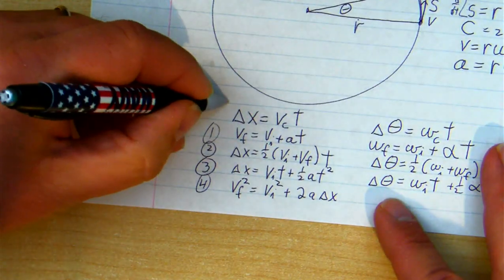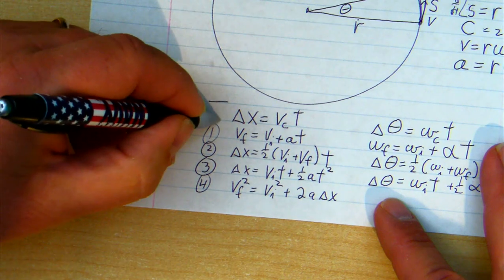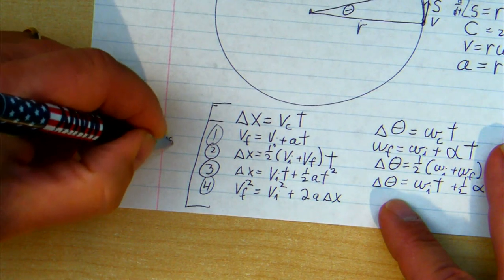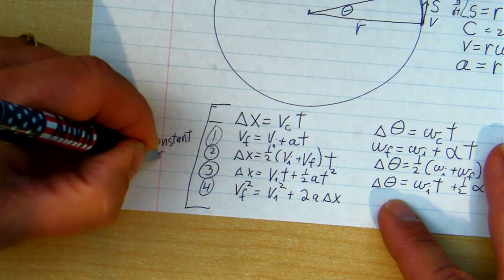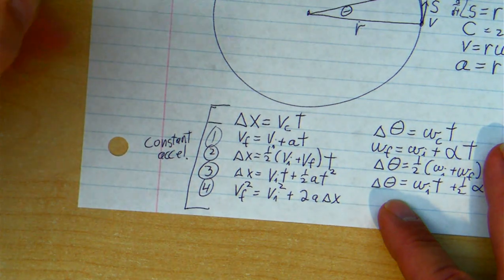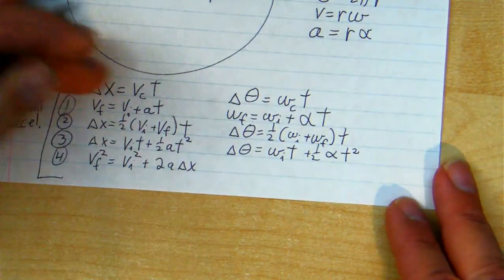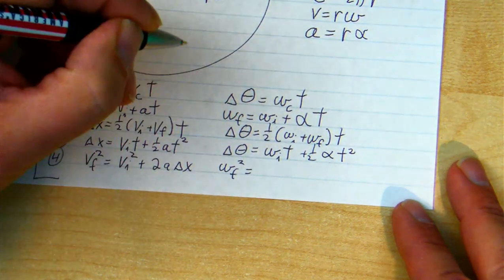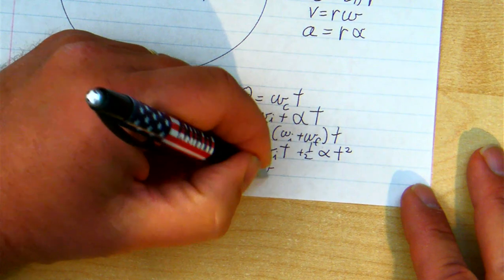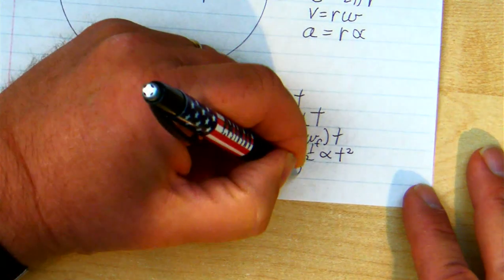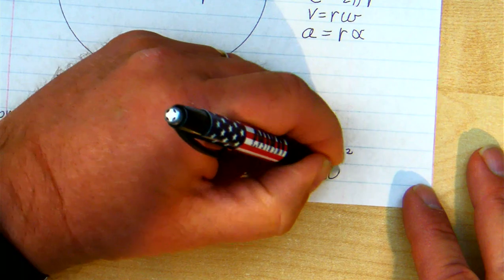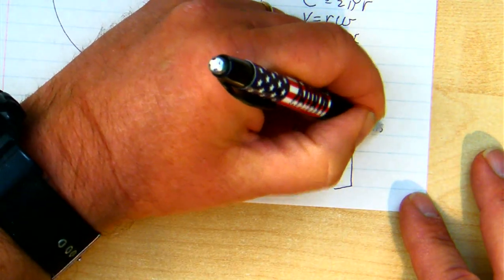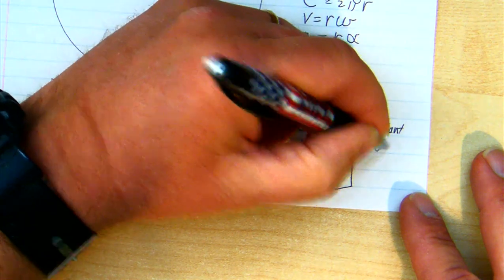And by the way, I do want to caution you that all of these were based on the requirement that it had to be constant acceleration, or else the equations were invalid. In the angular world, this becomes final angular velocity squared is equal to initial angular velocity squared plus 2 times the angular acceleration times the change in angle.